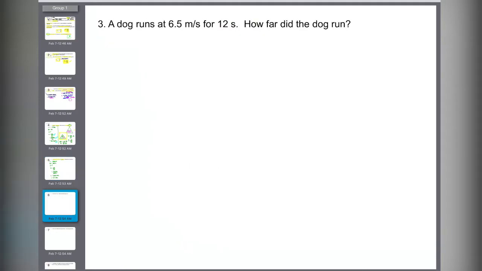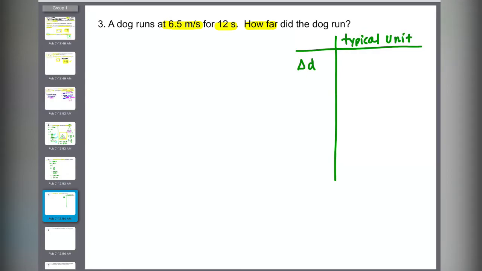A dog runs for 6.5 meters per second. So that's not my distance anymore. For 12, and they're asking you how far. Sometimes the units can help you recognize what they are. Typically, if I'm talking about distance, I'm writing the typical unit, just so that it helps you recognize it a bit better. Distance is the length. It could be in meters, centimeters, or kilometers. Those are commonly used ones.